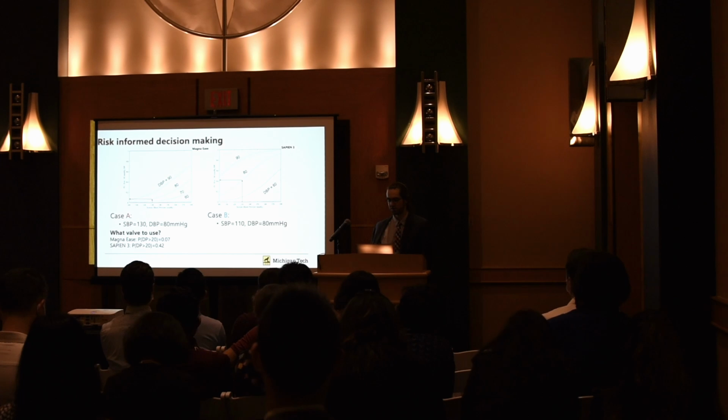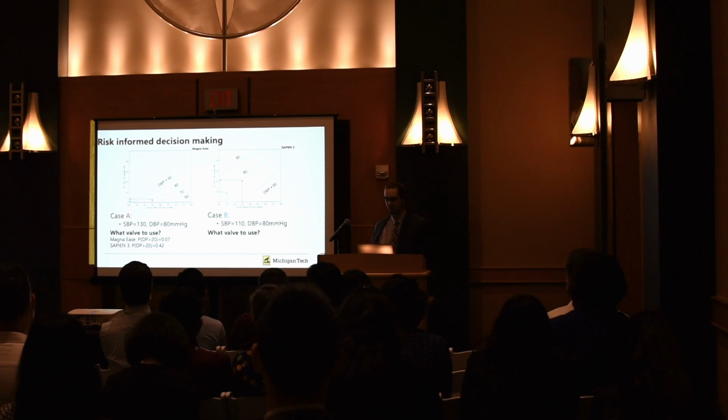Now we can take a look at another case, case B, which has a blood pressure of 110/80 millimeters of mercury. Again, what valve should we use? And similarly, we can just input that pressure data. You can see here now that the Magna Ease has a probability of failure of 3%, whereas the Sapien 3 is at 19%. Kind of the key takeaway here is that when we're changing the systolic and diastolic blood pressures, we are seeing a change in the probability of failure.